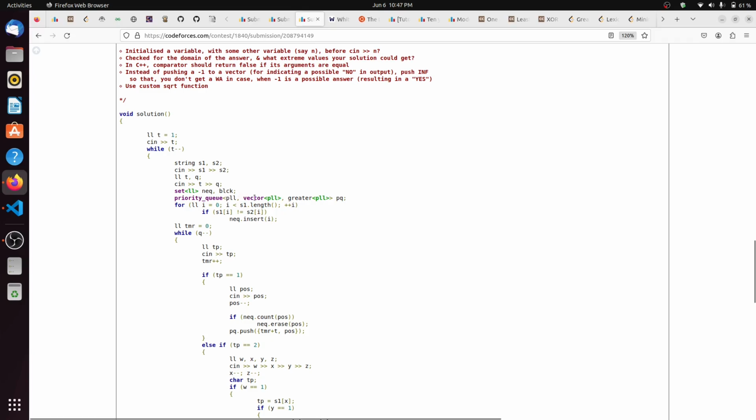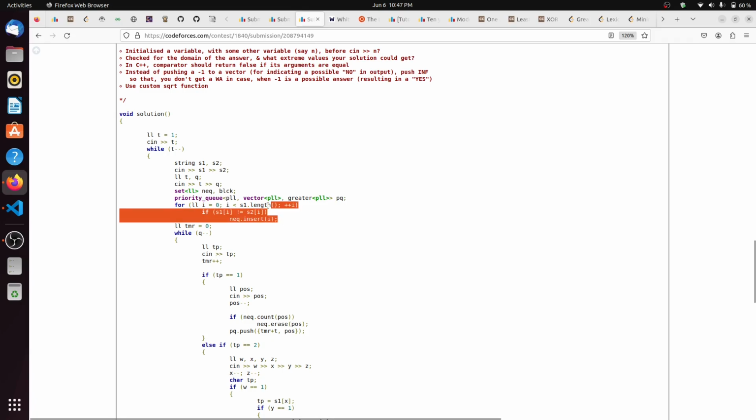Then we have a priority queue of pairs, where smaller values are at the top, at higher priority. It will contain a timestamp and an index, a pair of timestamp comma index. If you are not getting it right now, I'll explain it in a further step, and then you will surely get why I have this priority queue of pairs.